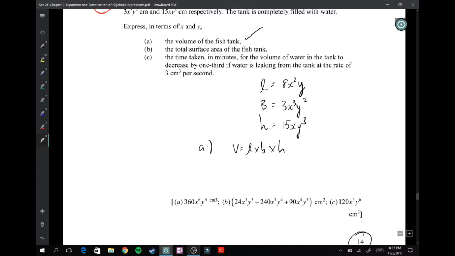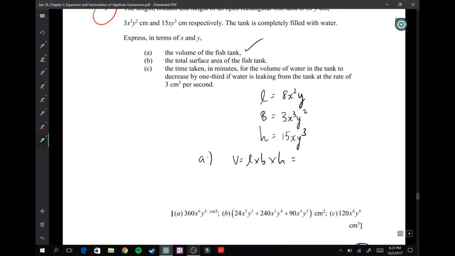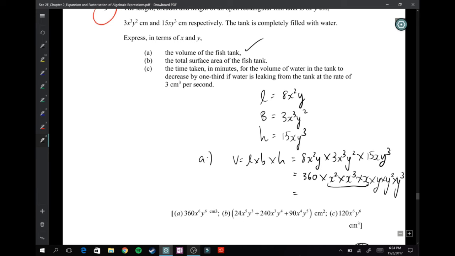Okay, and in this case, you should actually have 8x squared y times 3x cubed y squared times 15xy cubed. Group all the numbers together and all the like terms together, you actually get 8 times 3 times 15, you get 360 times x squared times x cubed times x times y squared times y cubed.